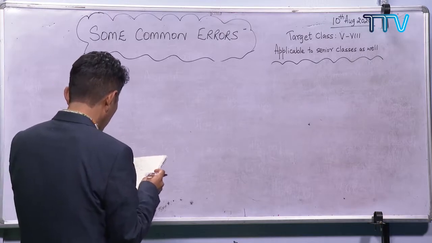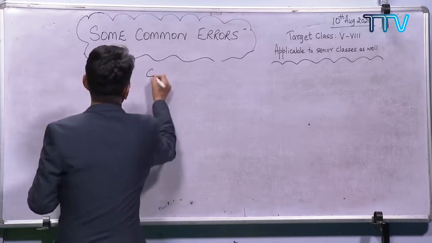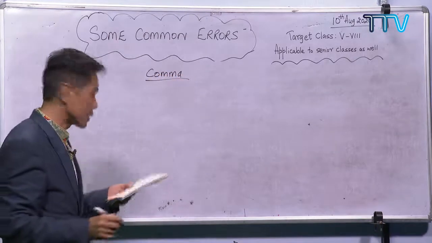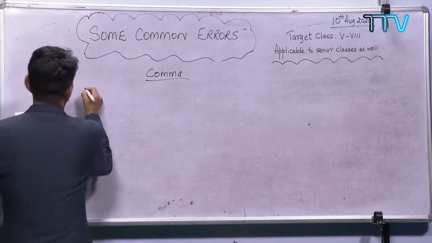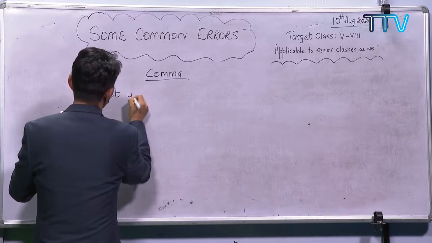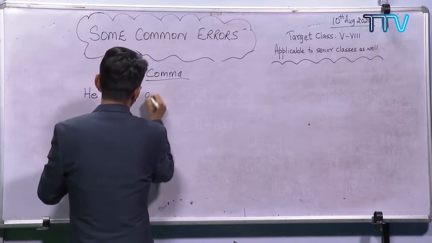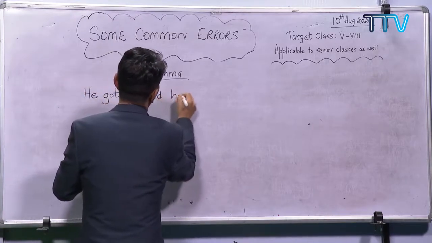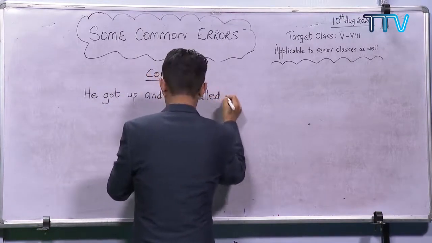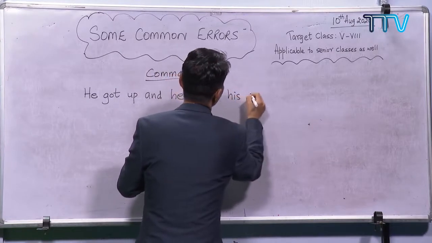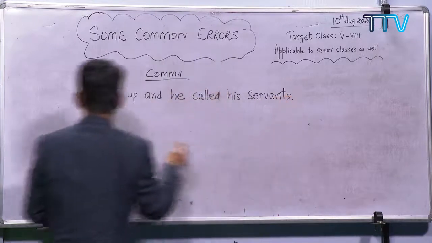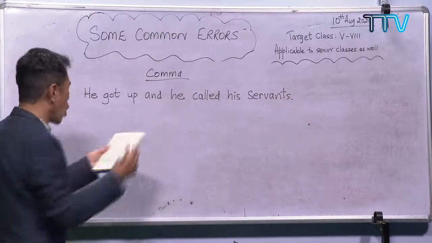So this is about the apostrophe, and let us also go through the comma in compound sentences. We have to be very careful about using commas and semicolons. I've got one example: He got up and he called his servants.